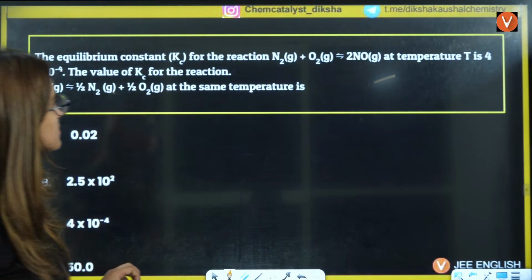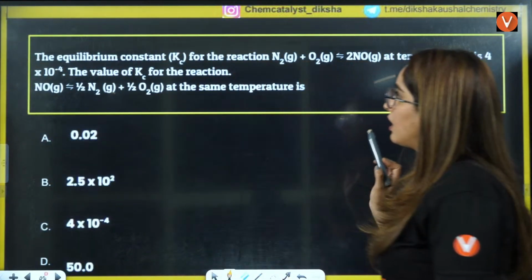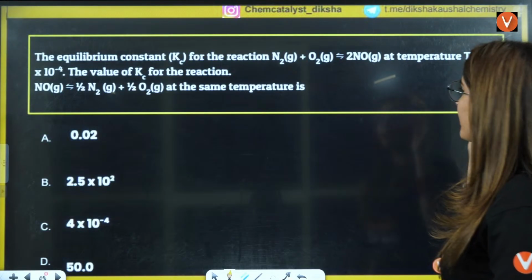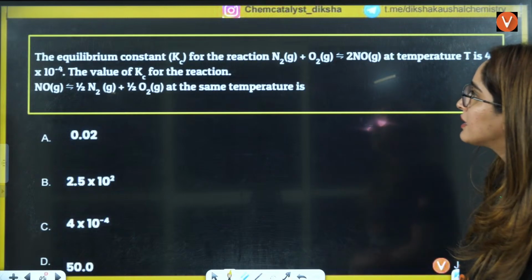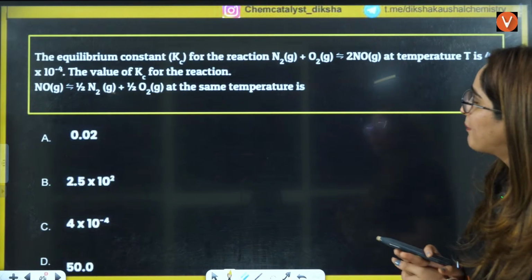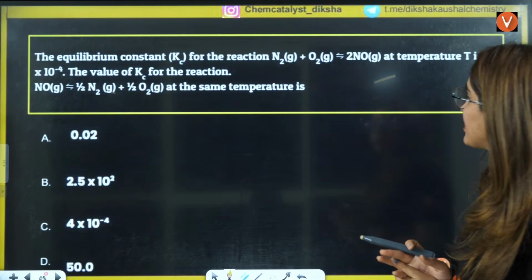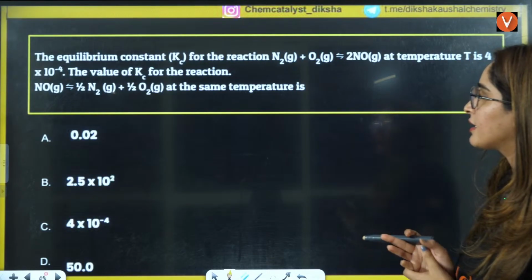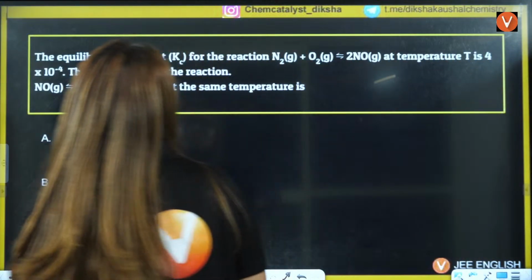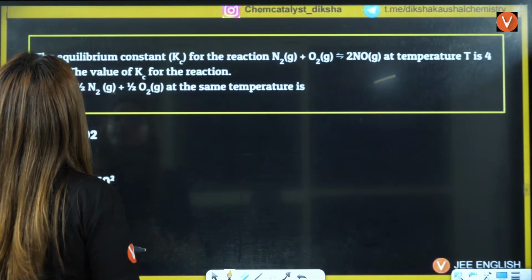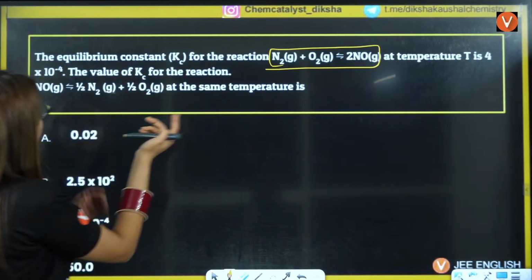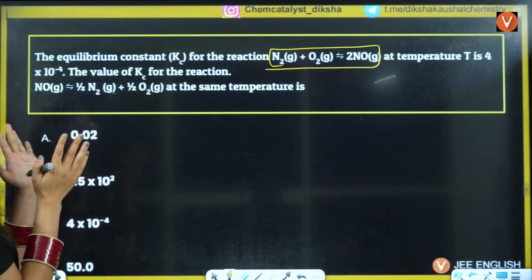Next is the equilibrium constant Kc for the reaction at temperature T, which is given to be this. The value of Kc for the reaction they are asking you. The equilibrium constant Kc for the reaction at temperature T is this. Okay. So this reaction we have to find, right?